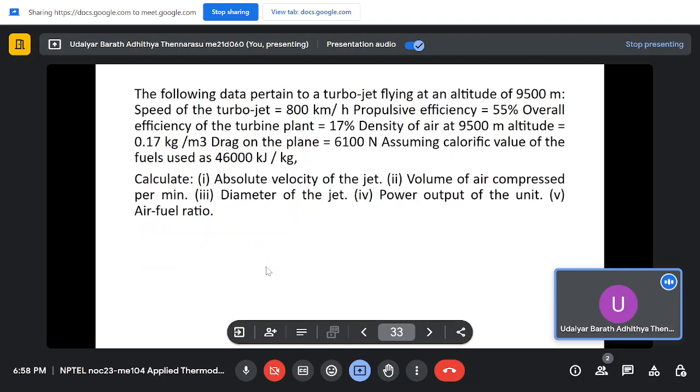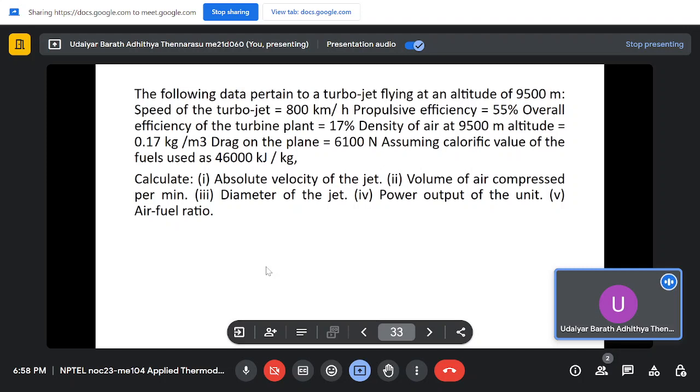Moving on, the next question is: the following data pertain to a turbojet flying at an altitude of 9500 meter. The speed of the turbojet is 800 km per hour, and the propulsive efficiency is 55%. The overall efficiency of the turbine plant is 17%. So propulsive efficiency, overall efficiency and velocity are given. The density of air at 9500 meter altitude is 0.17 kg per meter cube. The drag on the plane is 6100 Newton.